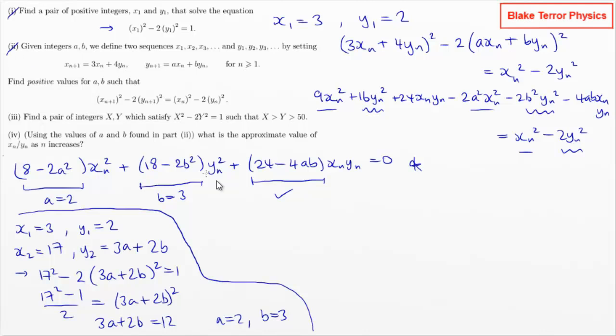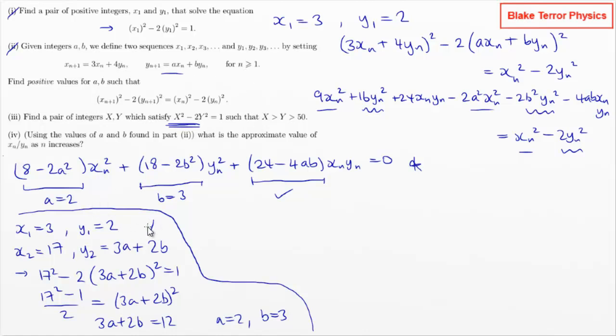Anyway, that's two ways of going through that part of the question. Find a pair of integers x and y which satisfy x squared minus 2y squared equals 1. So we've got the same expression on the left, such that x is greater than y is greater than 50. Right, well, anything that fits in this sequence with a is 2 and b is 3 is going to be satisfying this equation. I mean, that's what we've said.